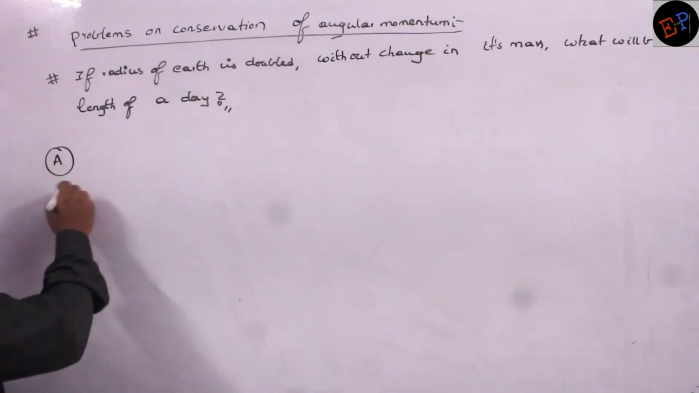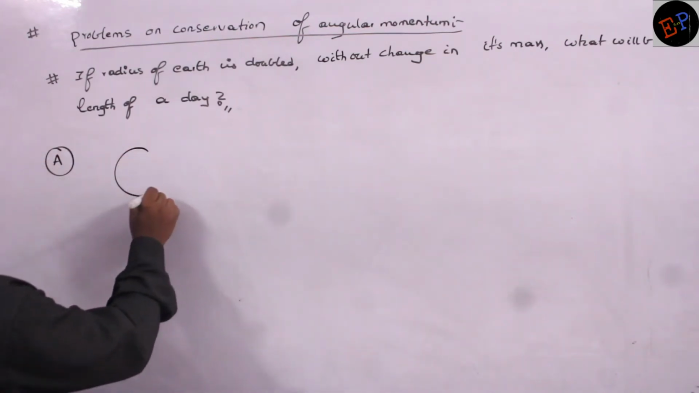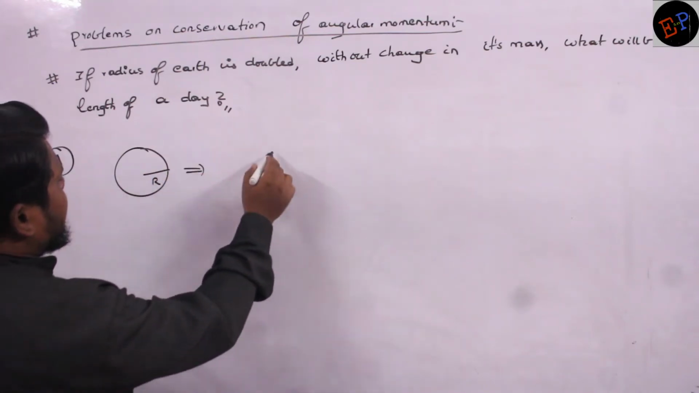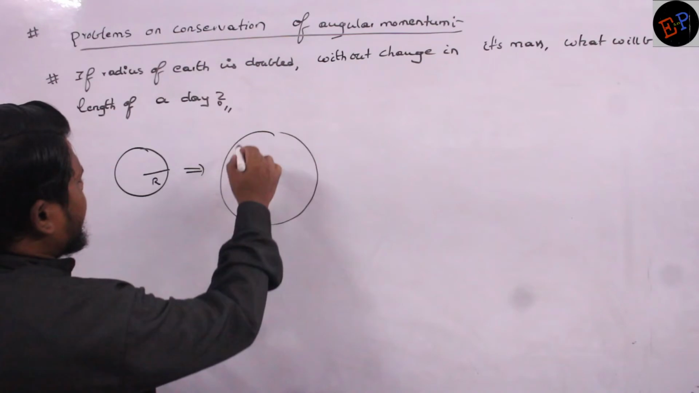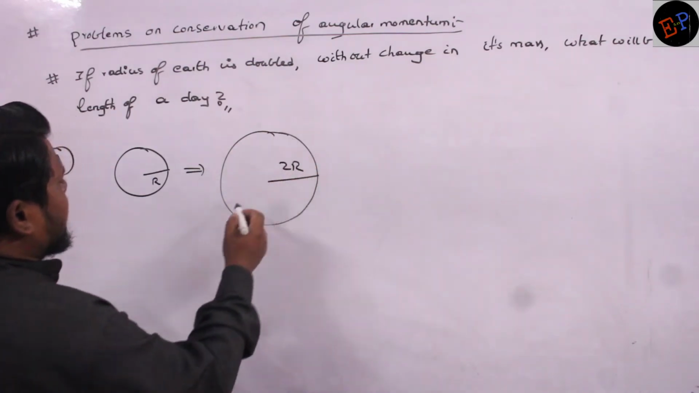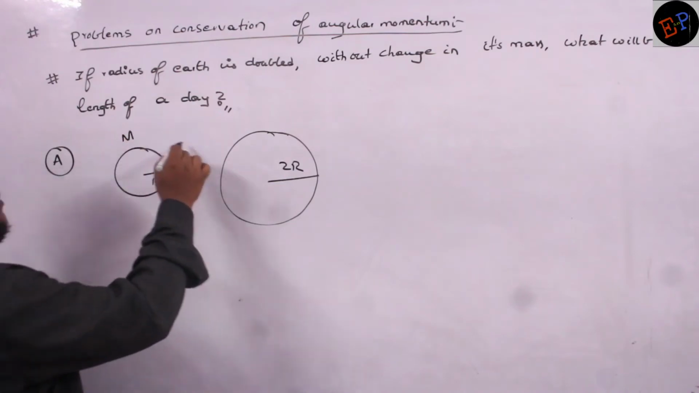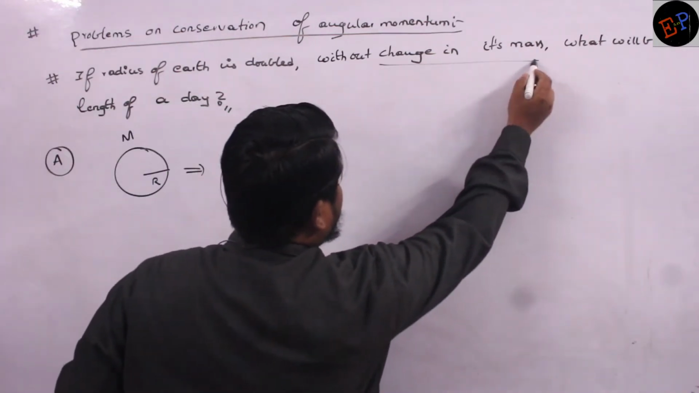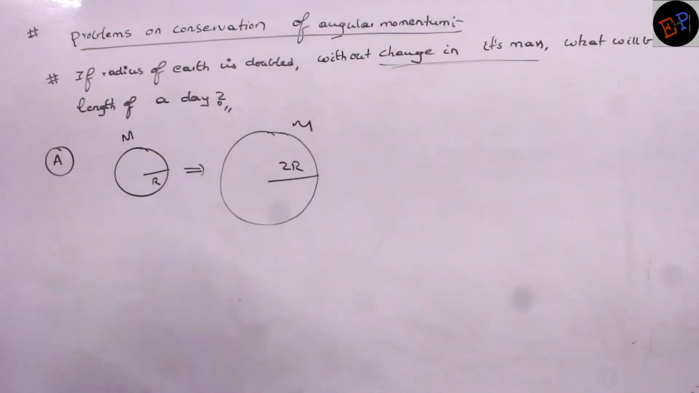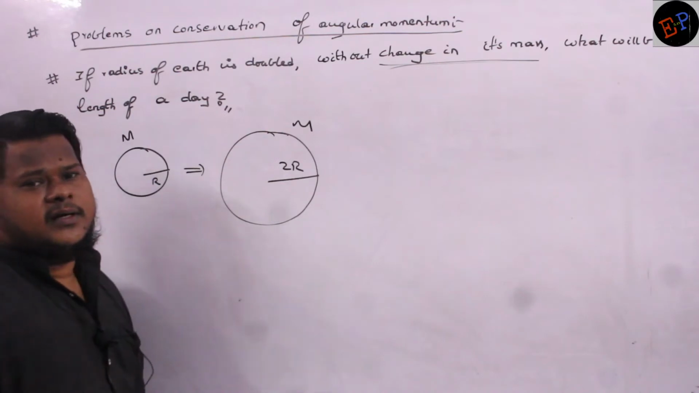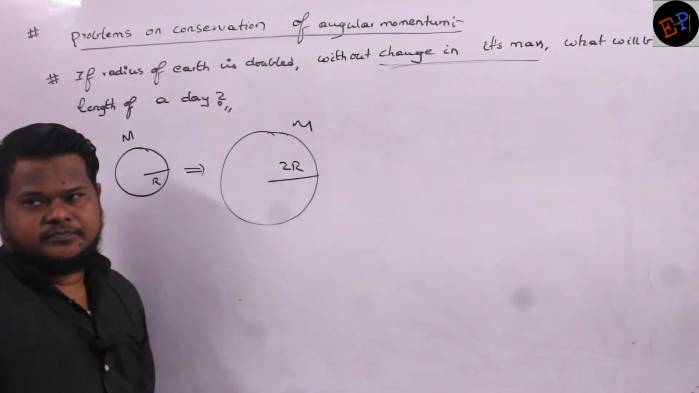See, ma. So this is Earth, whose radius is r, and this is getting converted into a bigger sphere, whose radius is 2r. Mass of this is m, mass of this one is also m, because he said that there is no change in mass. Now what will be the length of a day? That is the question.